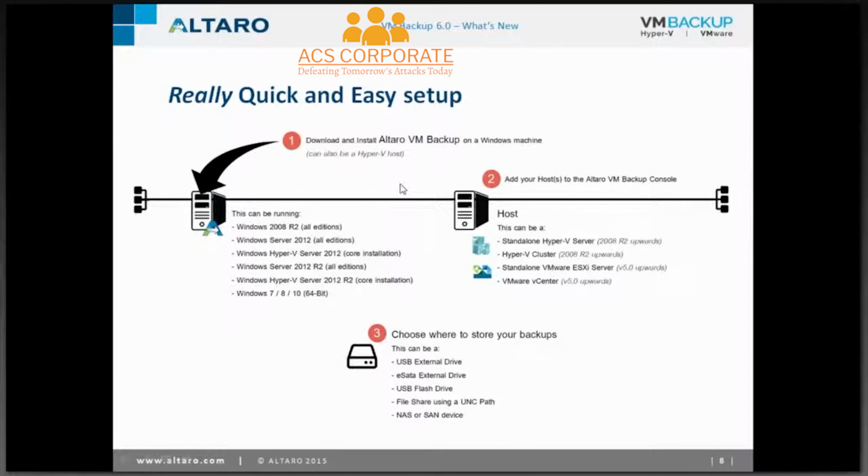So again, to make this a bit clearer, the first step is to download and install Altaro VM Backup on a Windows machine that is in the same network as the Hyper-V host or the VMware host itself. You can also install directly on a Hyper-V host, just as you did in version 5. The second step is to add your virtual machine host to the Altaro configuration, just as I showed you a few minutes ago. And once that's added, you simply select where to store your backups, and you can go ahead and start backing up immediately. So it's a really quick and easy setup, and we'll do everything you want to back up your virtual machines.